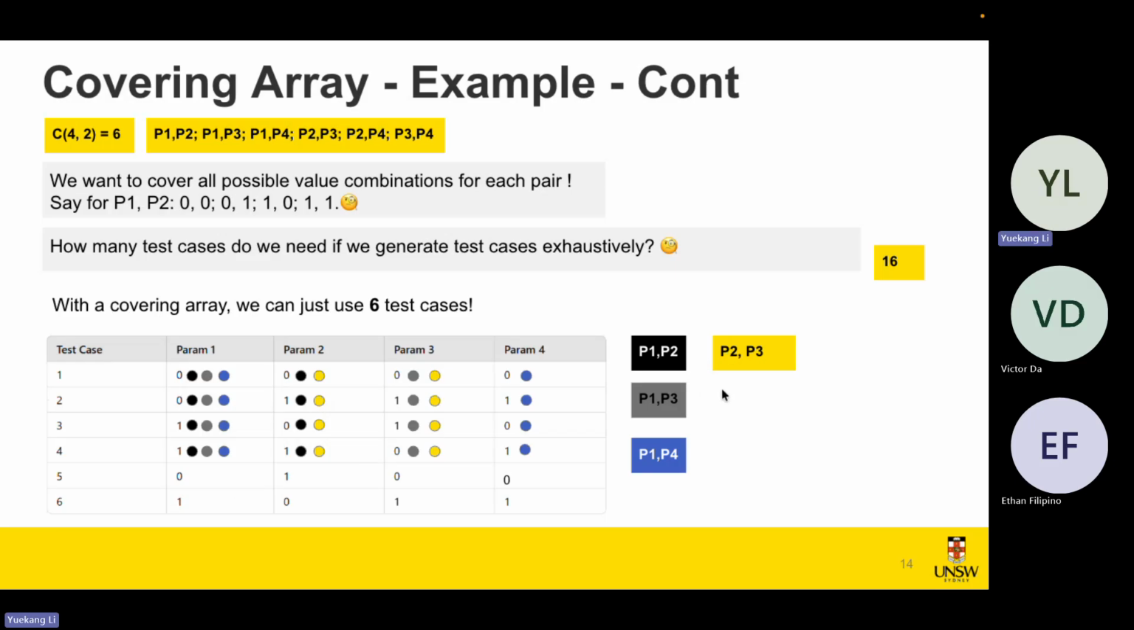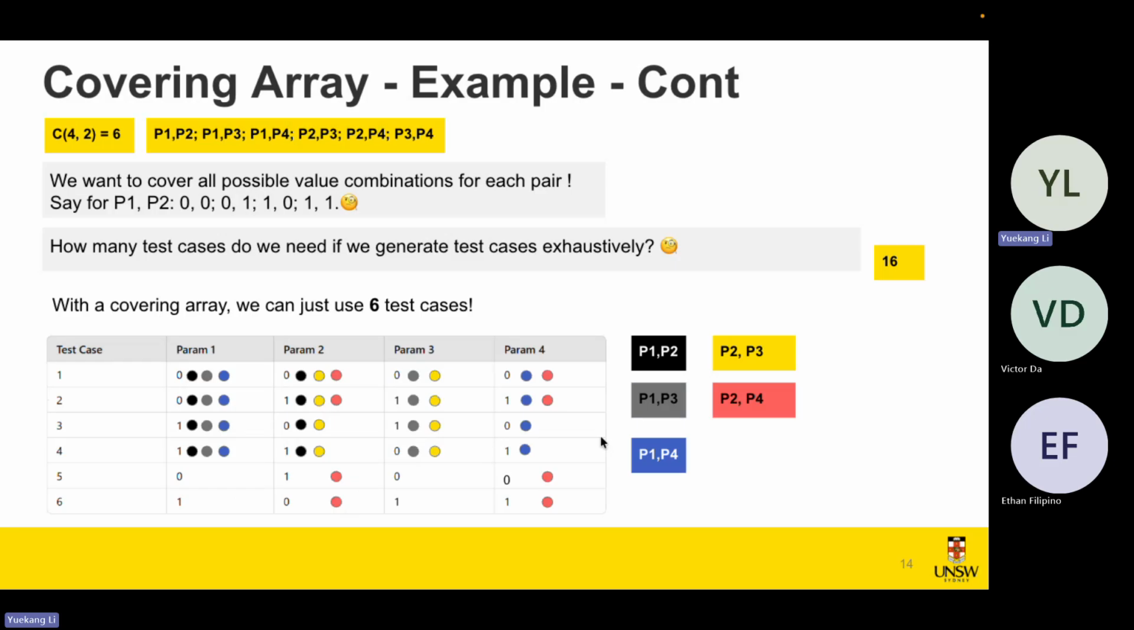And what is the next pair we can have? P2, P4, yes. So can we find the 0, 0 for P2, P4? Yes. Can we find 0, 1 for P2, P4? Can we find it from these 4 test cases? No, right? We have to find it here. So 0, 1 for P2, P4. What about 1, 0? We cannot find it from the previous 4 test cases, right? So we have to create another test case here. And 1, 1, we can find it from the second test case.